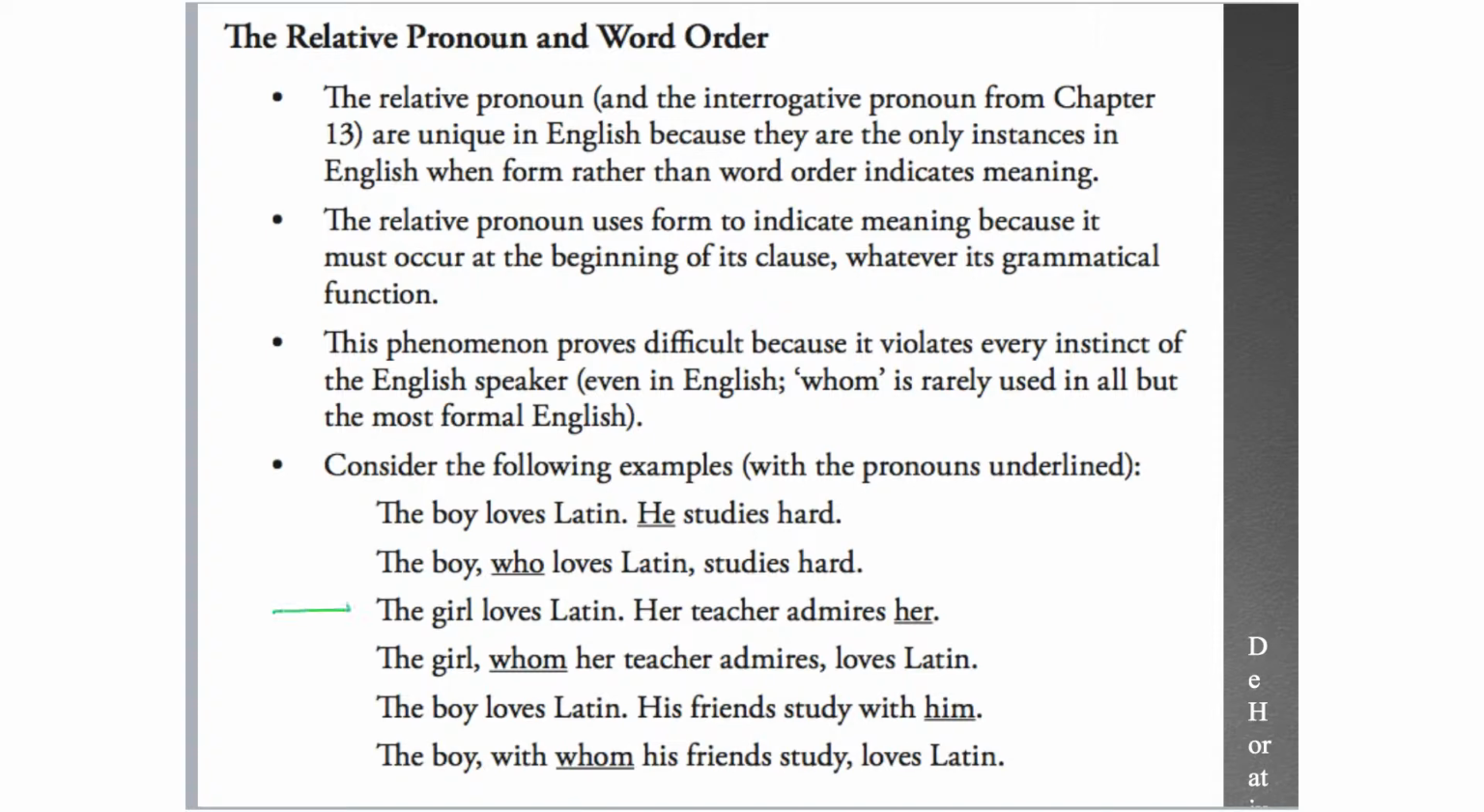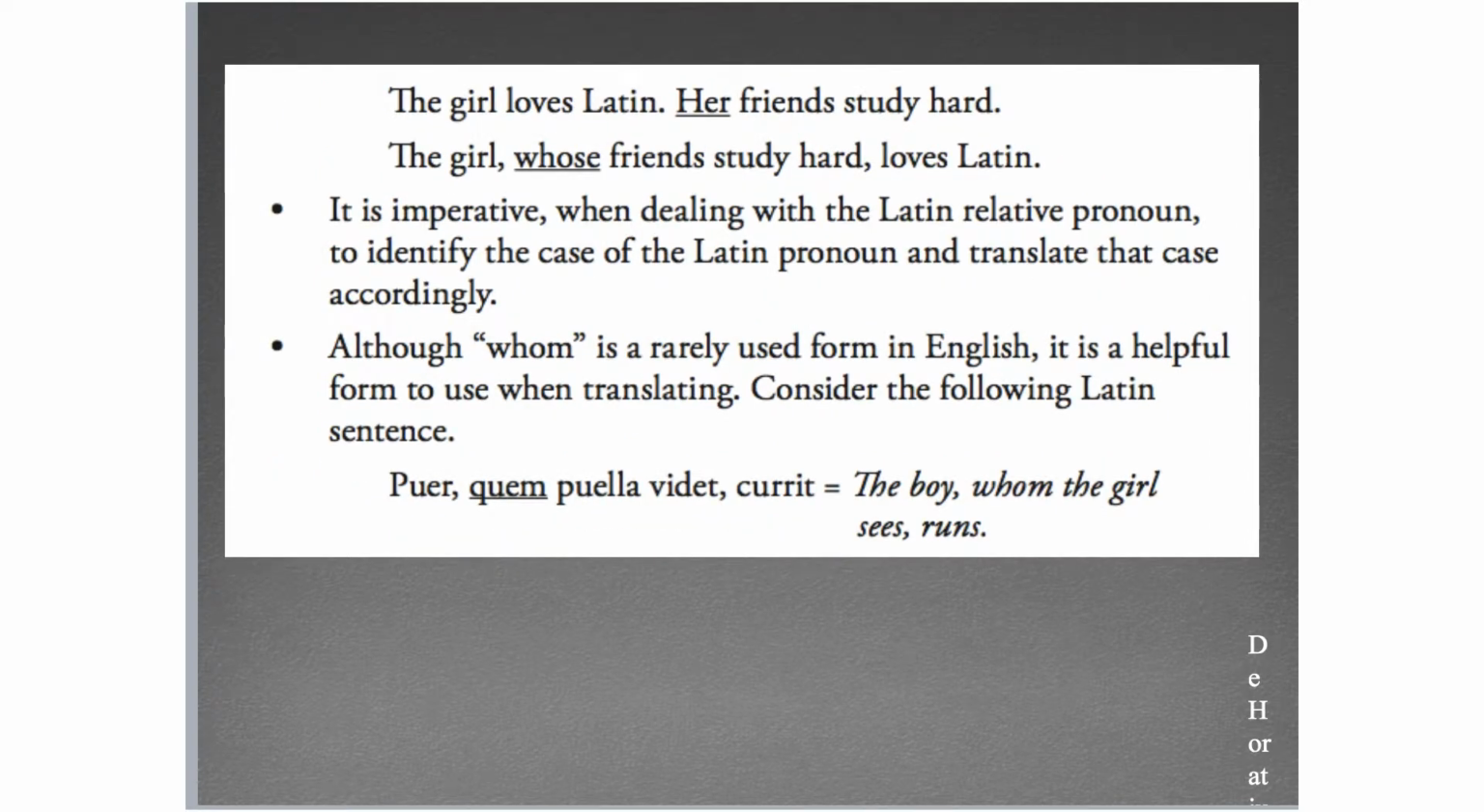So if we look down here, the girl loves Latin, her teacher admires her. So her, the antecedent is girl. Same sentence below, but with a relative pronoun: the girl whom her teacher admires. So whom is still referring to girl. Note that they're both accusative, or that M indicates the accusative, or in English we'd call it the objective. The problem is, though, because it's a relative pronoun, that whom goes at the beginning of the clause, even though it's the direct object, and even though that would go towards the end or after the verb in a normal sentence, as it does in the example above. So that's just something to get used to, and we'll talk about some tips for how to handle that as we go through. And just a more explication of that.